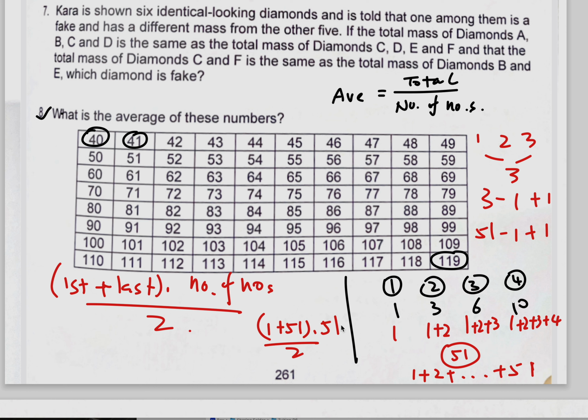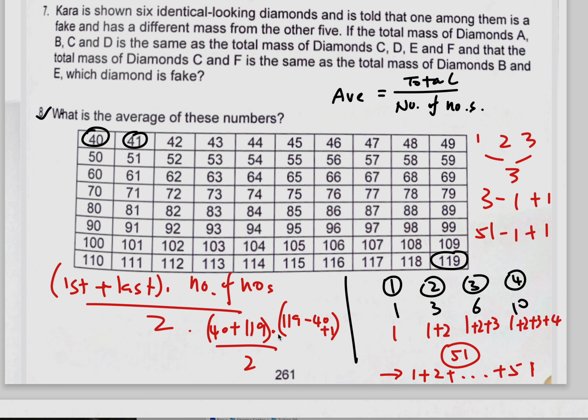So let's use your calculator, then you will get the sum of this. That will give you the value for the 51st figure for this number pattern. But now we are not talking about number pattern, but we can relate this to this. How? What is the first number here? 40, very good, plus 119, divided by 2. And the number of numbers is 119 minus the 40 plus the 1, so it's 80. Is it 80? Yes. So that's how you get it.